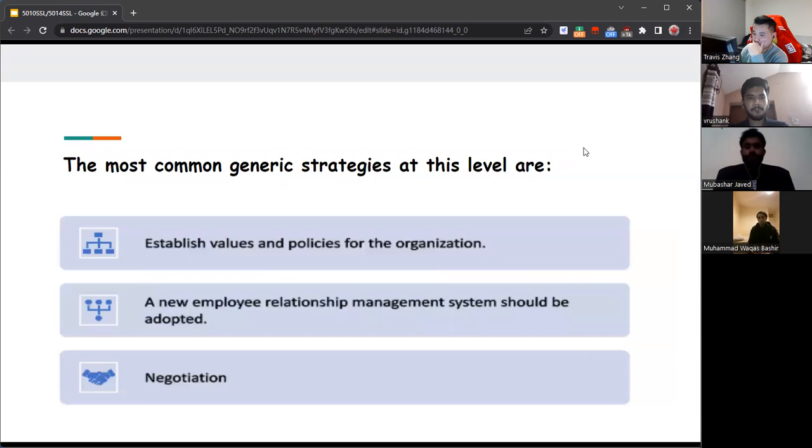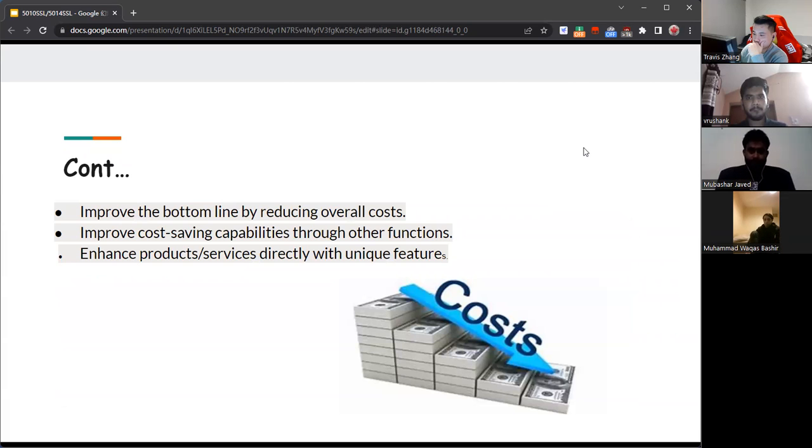Companies should be flexible in communication, showing personal concern and avoiding confusion among different ethnic groups. Companies should establish committees. Next slide, please. And define organization values and policies. Companies should adopt new employer relationships. Negotiation is very important for the company to effectively manage cultural differences.